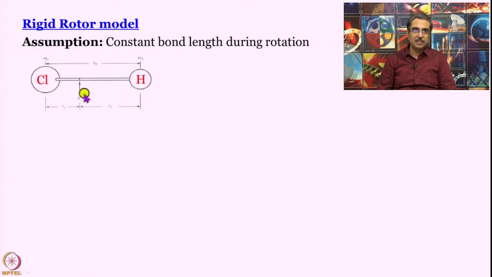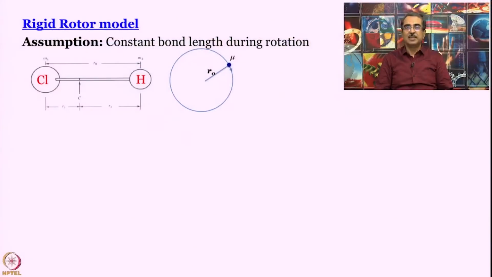R0 is the bond length, and there are R1 and R2. This is a little problematic model to use to start with, because there are two bodies. If you try to write the equation, you will have too many terms. So, a common approach, again coming from classical mechanics, is that you reduce this two body problem to a one body problem, and this is what the one body problem looks like.